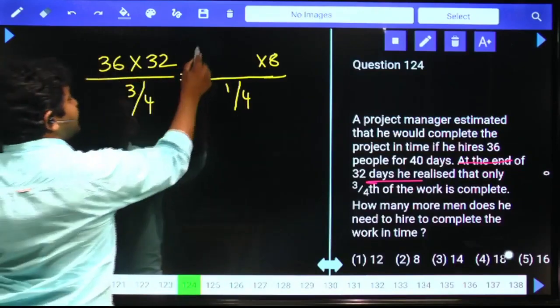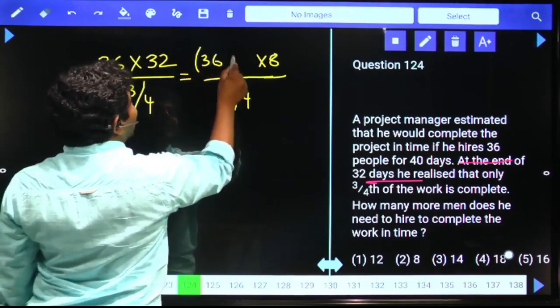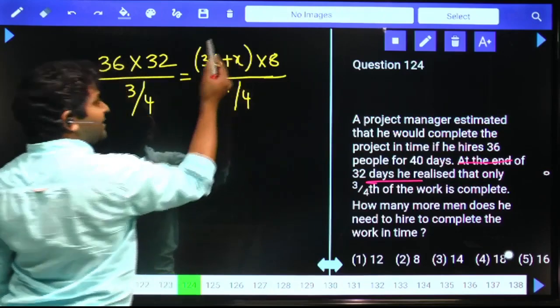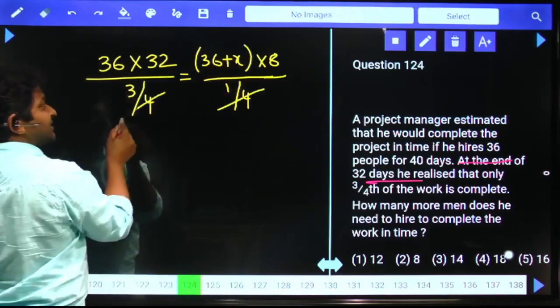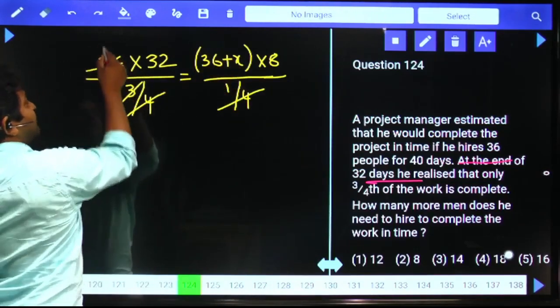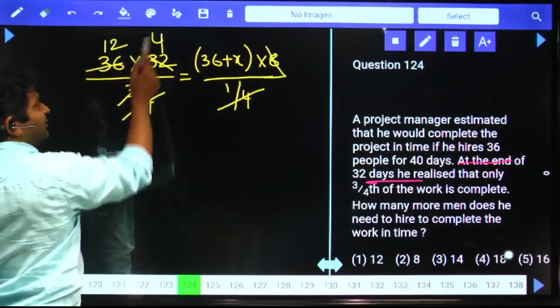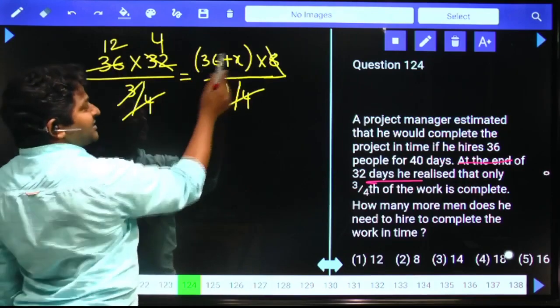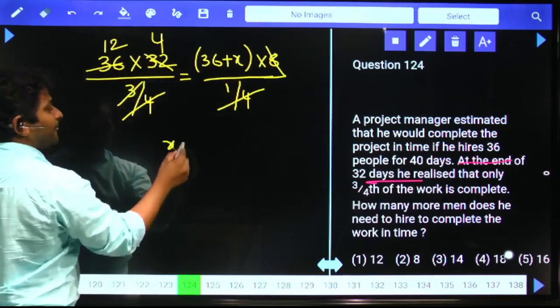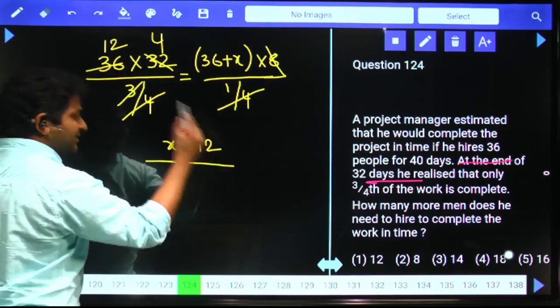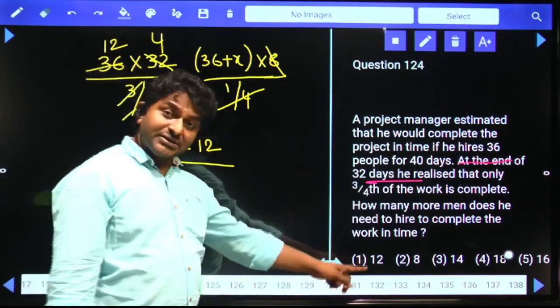Already men are 36. If you include X people, that is 36 plus X. 4 gets cancelled. 3, 12 times here. 4, 8, 4 times here. 12 into 4, 48. 36 plus X is equal to 48. X is equal to 48 minus 36, that is equal to 12. First option is the answer.